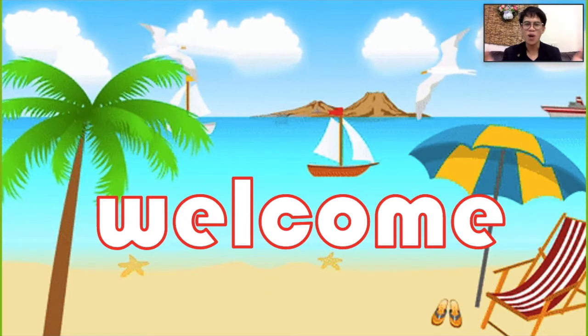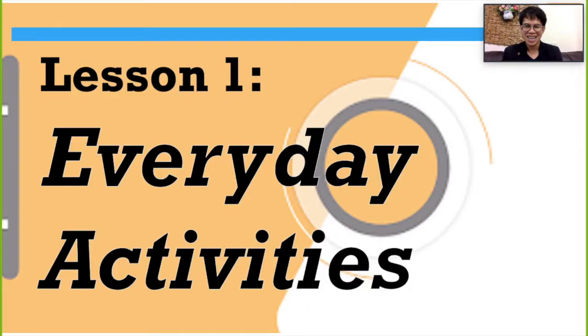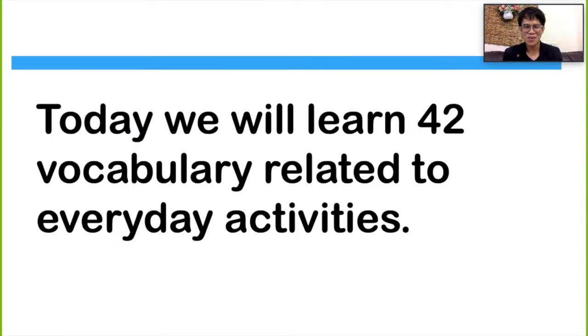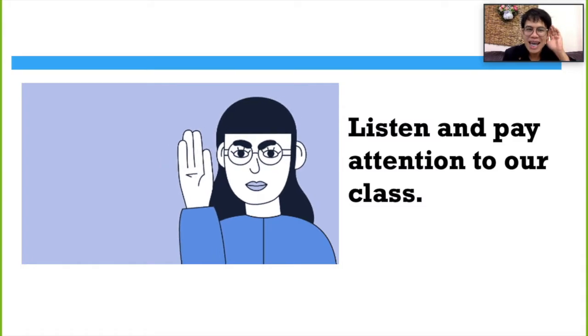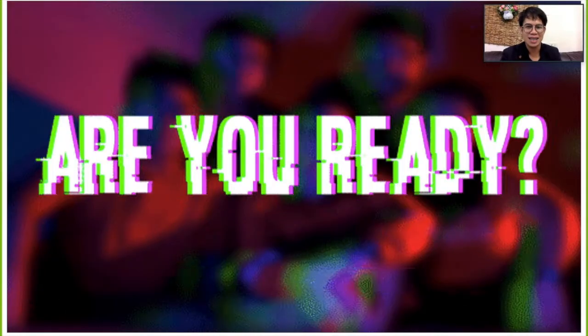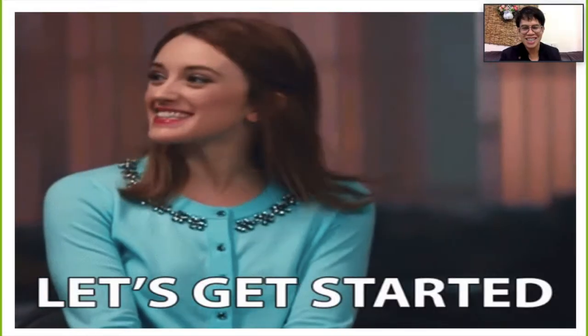So once again, welcome to our English class. Today we will start our lesson on lesson number 1 and the title is Everyday Activities. Everyday activities. This means the things that you do every day. Alright? So, we will learn 42 vocabulary related to everyday activities. Please listen and pay attention to our class. Are you ready? Let's get started.